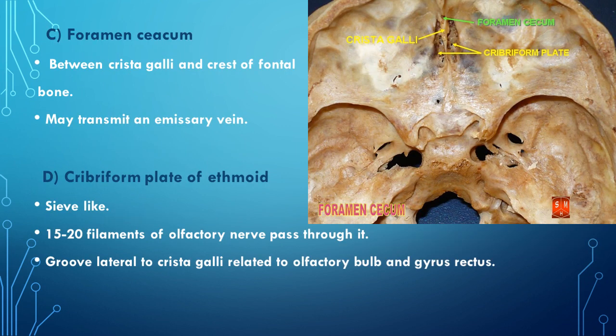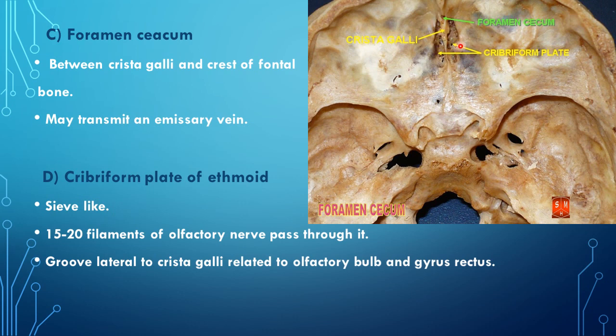Next feature is a foramen cecum. Foramen cecum is a foramen which is situated between the crista galli and the frontal bone. This is the frontal crest, what you see here, and this is the crista galli. In between the two, there is a small opening which is called the foramen cecum. Foramen cecum is usually a blind opening, that is, it doesn't usually transmit something, but occasionally it can transmit an emissary vein from the nasal cavity to the superior sagittal sinus.